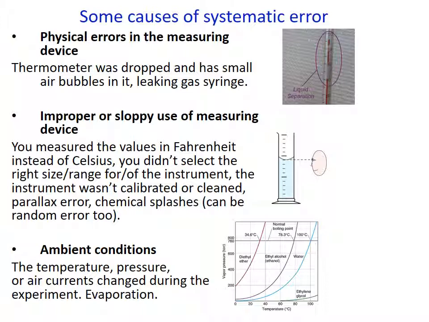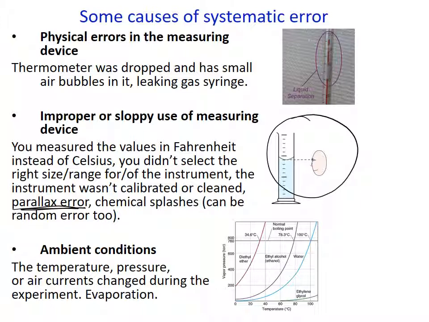Important for your experimental work over the year: improper and sloppy use of a measuring device, for example, a measuring cylinder, which we see here on the right. So you measure, for example, the values of temperature in Fahrenheit instead of Celsius. So units are important. You didn't select the right size or range for an instrument, or the instrument wasn't calibrated correctly or cleaned.